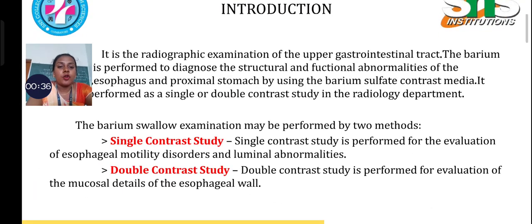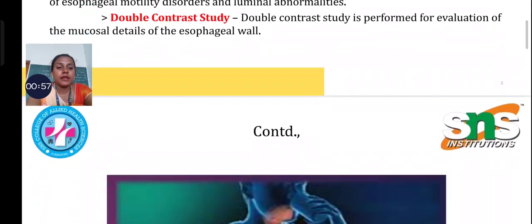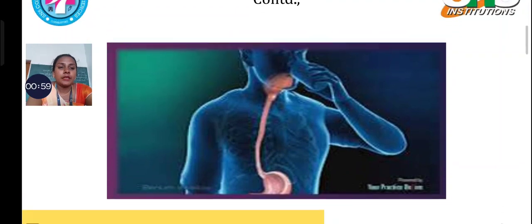The barium swallow examination may be performed by two methods. One is single contrast study and another one is double contrast study. In single contrast study, it is performed for the evaluation of esophageal motility disorders and luminal abnormalities. In double contrast study, it is performed for the evaluation of the mucosal details of the esophageal wall. This is how a barium swallow image looks like.